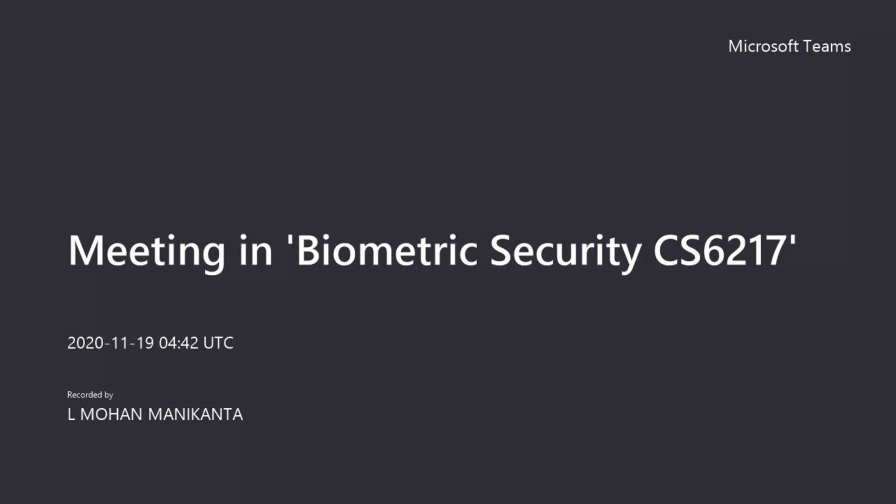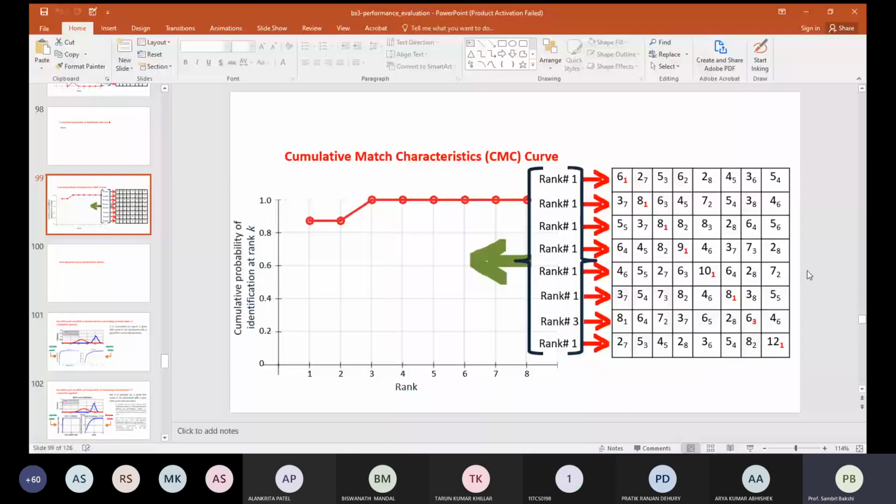Okay, this much. That CMC curve is the cumulative match characteristics curve. For drawing it, what we need to do is first calculate this.